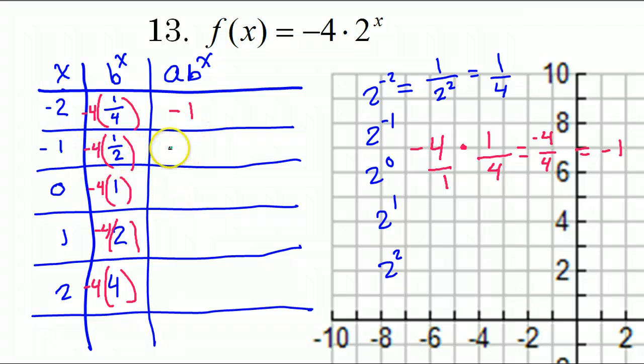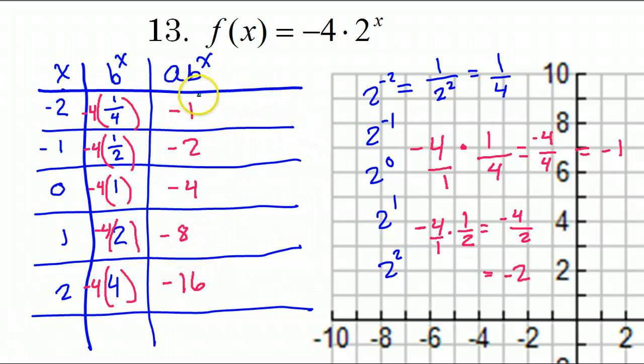Similarly, I'm going to get -2 for this one. I'm going to do this one more time. So -4 times 1/2. Well, this is like -4 over 1 times 1/2. So this is like -4 over 2. You multiply straight across. -4 divided by 2 is -2. That's where the -2 is coming from. The rest of these are obvious. So this will be -4 and -8 and -16.